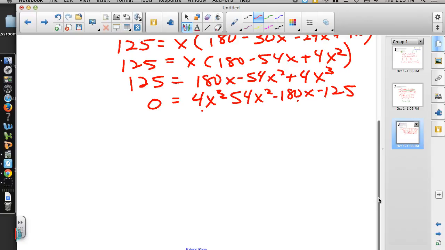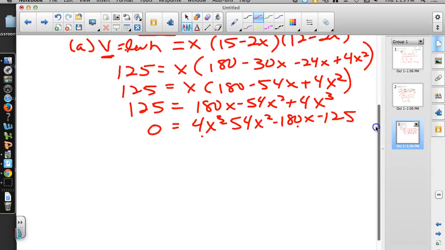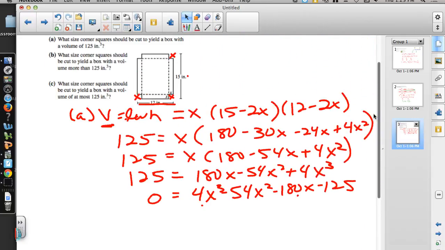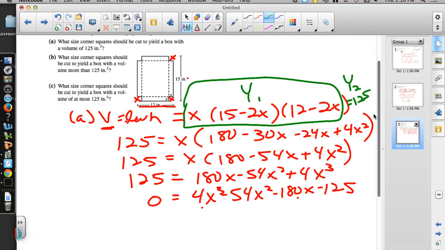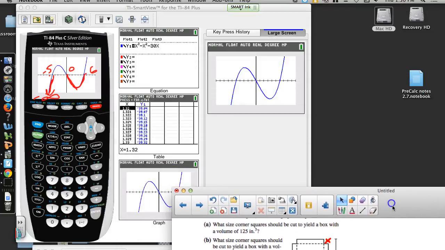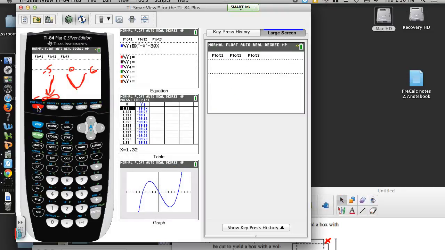So in the end, we can go right back up here to the top, and we can plug this into the calculator as y sub 1 and y sub 2 and just save a whole lot of time. So this would be our y sub 1 portion. This would be y sub 2, and we'll see what those intersections look like. So let's go back to the good old GC.